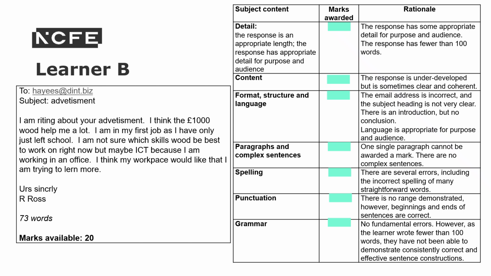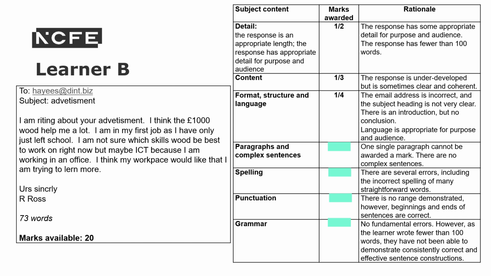For the detail, the learner got 1 out of 2. The response has some appropriate detail for purpose and audience, but the response has fewer than 100 words. For content, 1 out of 3. The response is underdeveloped, but sometimes clear and coherent. Format, structure and language, 1 out of 4.